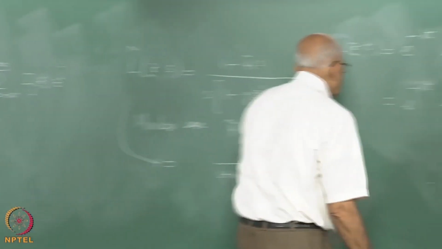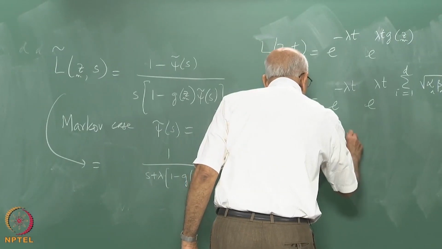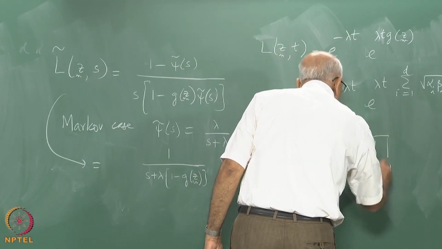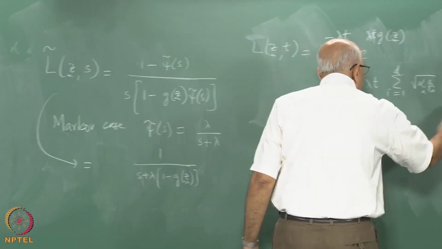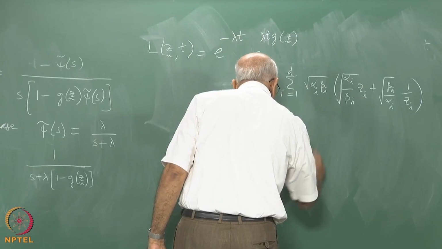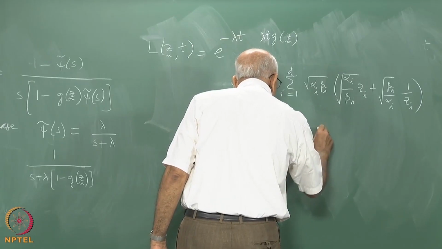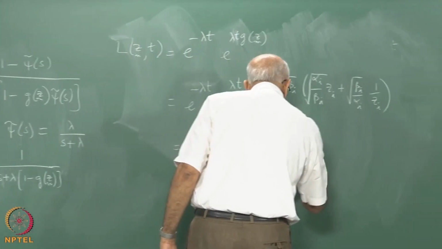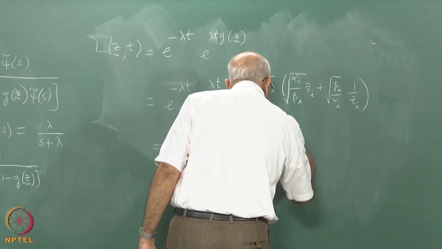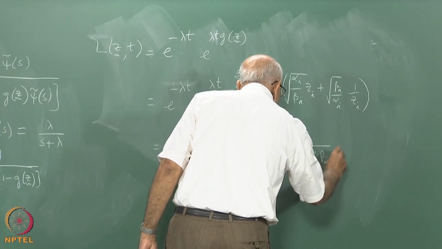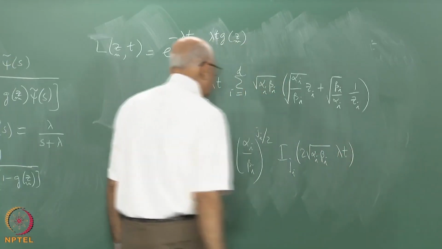So this is a product. So this is equal to e to the minus lambda t product i equal to 1 to d. Shouldn't forget this factor. So alpha i over beta i to the j i over 2, that is sitting there, and then I j sub i of twice root alpha i beta i lambda.